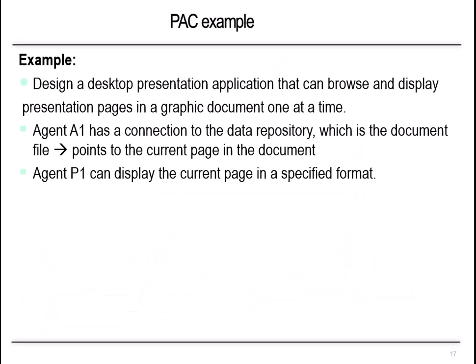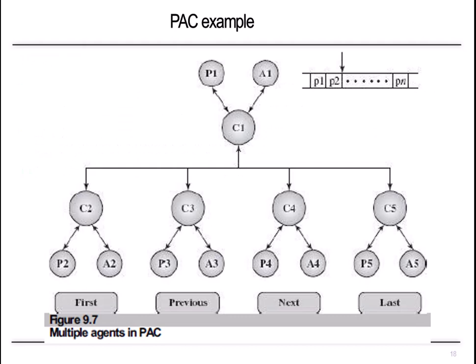For example, let us suppose we design a desktop presentation application that can browse and display presentation pages in a graphic document one at a time. Agent 1 has a connection to the data repository, which is the document file, and points to the current page in the document. Agent P1 can display the current page in a specified format. This is agent 1, this is agent 2, this is agent 3, 4, 5. Different agents are connected from different sources, and through the controller all these agents are connected.